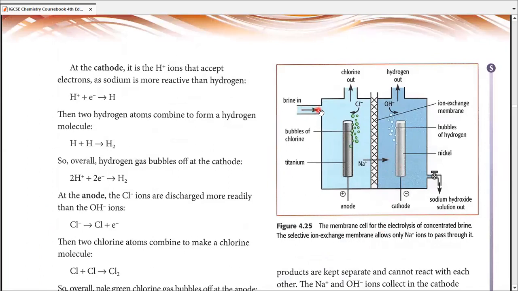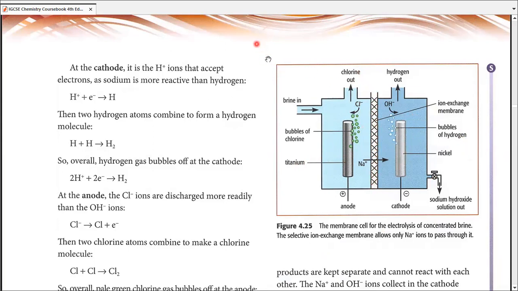Now, the brine is coming from one side. This is the anode compartment. This is the cathode compartment. And here we have a tap that gives us out the sodium hydroxide solution. Hydrogen, since that's a gas, rises up top on the cathode compartment. Chlorine, again a gas, rises up top on the anode compartment. Titanium anode, nickel cathode. And this in the center is your ion exchange membrane.